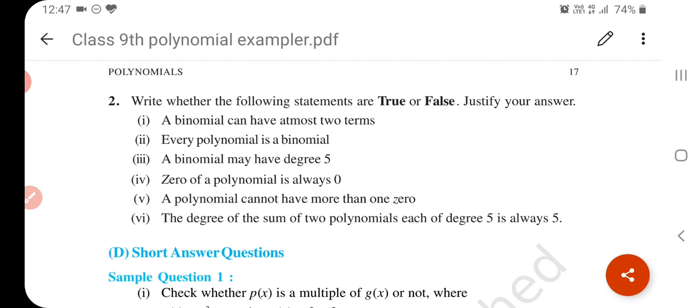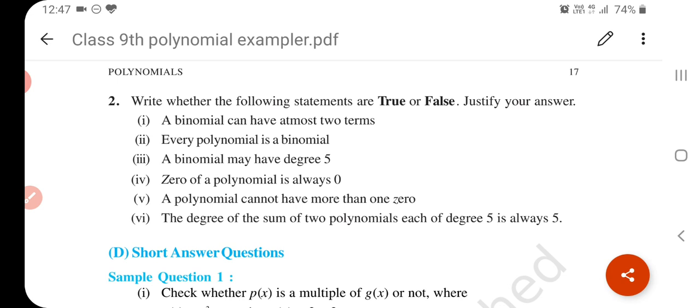It's false because a polynomial can have any number of 0. It depends upon the degree of the polynomial. Okay, we can talk about it. Okay, the degree of the sum of two polynomials each of degree 5 is always 5.